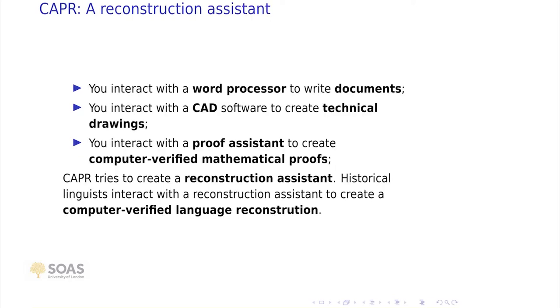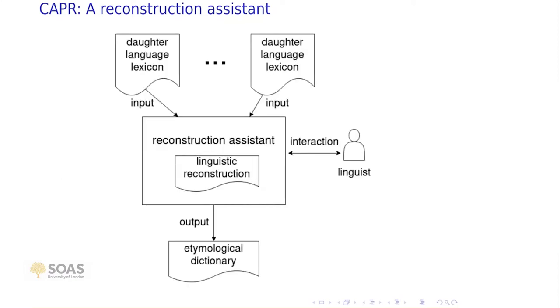Okay, so the idea of CAPR is that of a reconstruction assistant. What's a word processor? Well, that's what you use to write documents, so that the documents exist inside the word processor, and by interacting with it, you write your documents. A CAD is used for technical drawings and designs, and a proof assistant in mathematics is used to create computer-verified formal proofs. So that's the basic idea of a reconstruction assistant.